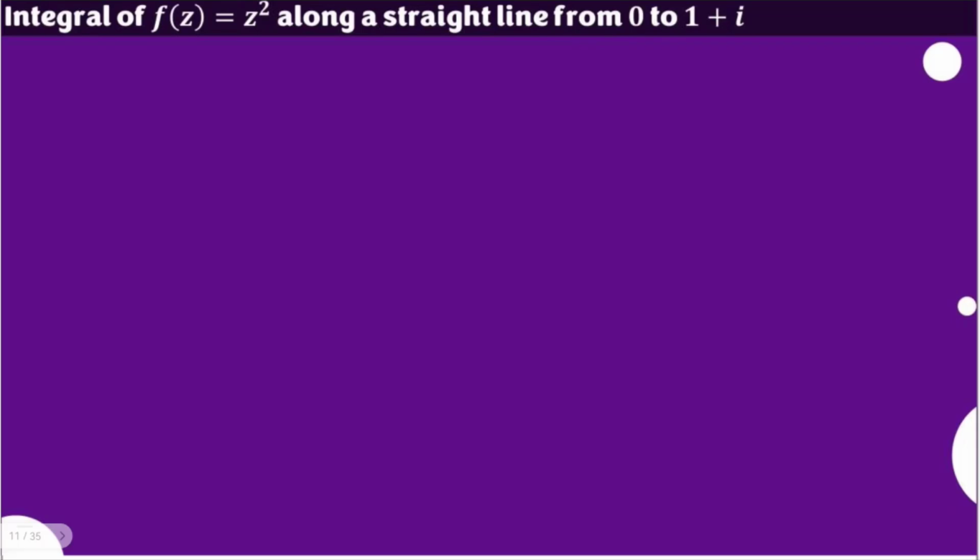This time, let's solve for the integral of the given function f of z equal to z squared along a straight line. Take note of that, a straight line from 0 to 1 plus i. We need to understand that there are specific parameterization formulas for different paths. This time we are on a straight line, so we're going to use the parameterization along the straight line as well.